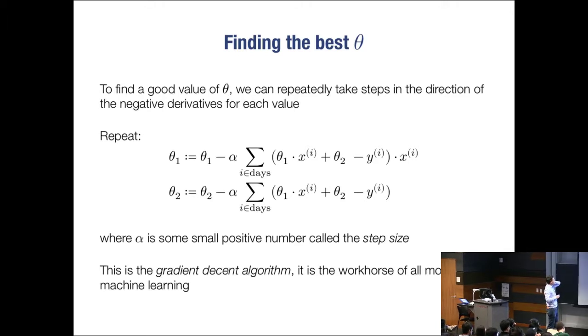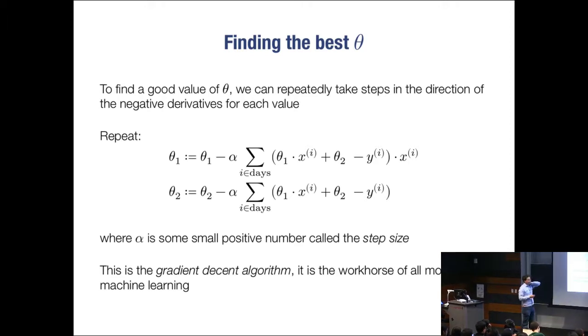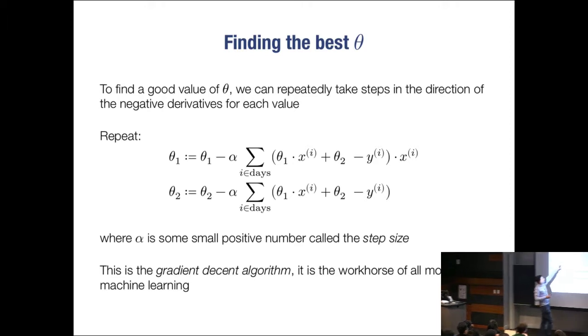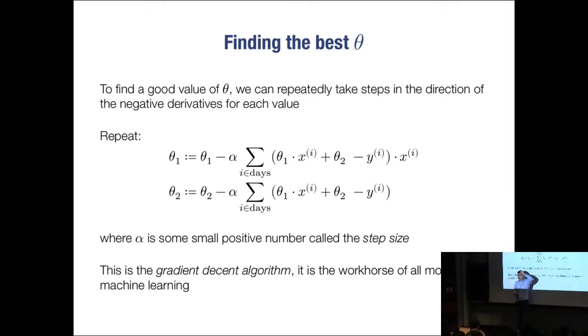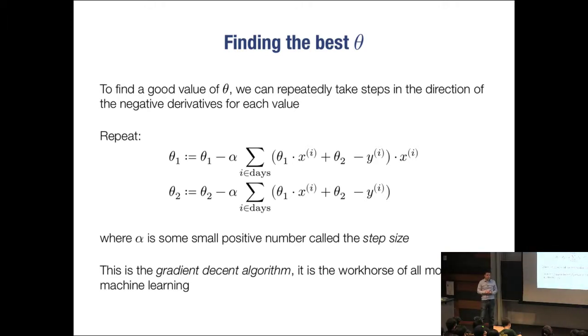So all we just do is repeatedly take steps in the direction of the negative gradient for each parameter. We have two parameters, theta 1 and theta 2, and each time we repeat, we take their value minus the partial derivative with respect to each of those. And we just repeat that update again and again. This is called the gradient descent algorithm. We'll define what the gradient is a little more formally in a second. It's really just a vector of a lot of partial derivatives, but we won't worry about that for now.